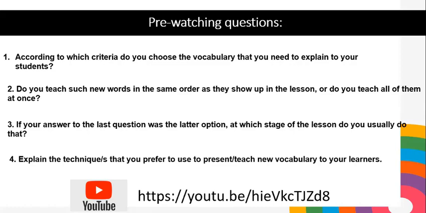Right, Mr. Abmanan. Let's move to the next point. The next question is, do you teach such new words in the same order as they show up in the lesson? Or do you teach all of them at once? For example, when we are giving a lesson plan, there is a certain arrangement of the new words that we stick to. Do you follow this arrangement with your students, or do you give them whatever words you want in whatever arrangement you want?